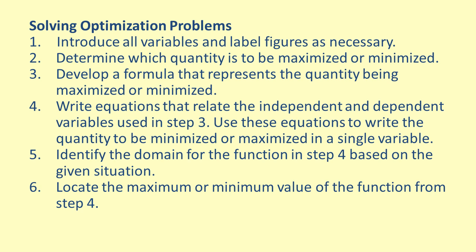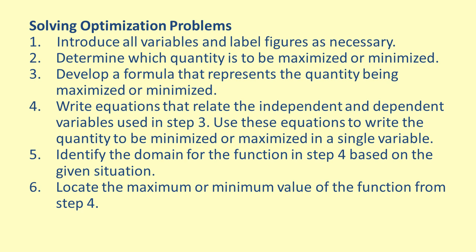Let's look at solving optimization problems. The first thing we want to do is read the problem and introduce all of the variables, and draw and label any figures as necessary. Next, we want to determine which quantity is being maximized or minimized. Then we need to write a formula that represents the quantity being maximized or minimized. Keep in mind that this equation often involves more than one variable.